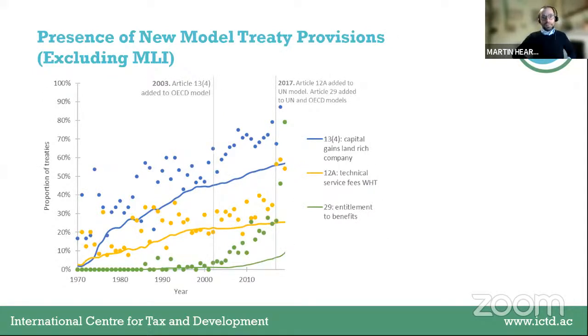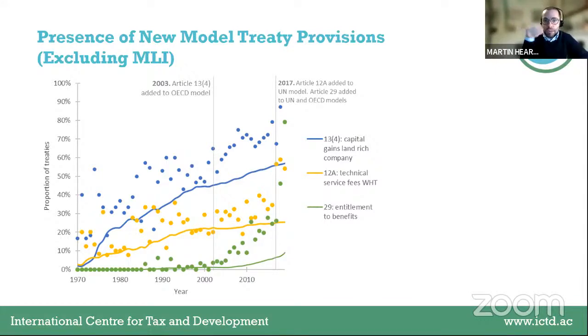So now let's look at some of the changes that have been happening in recent years in the way the model treaties are structured. So first of all, we'll look at 3 provisions that we code in the data set that have changed in the model treaties. And here we're not considering changes introduced to treaties through the MLI. I'll do that next. So we're looking at 3 things.